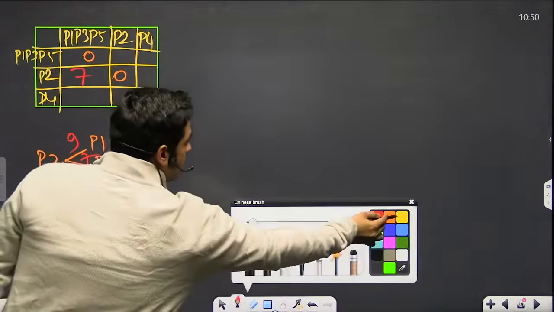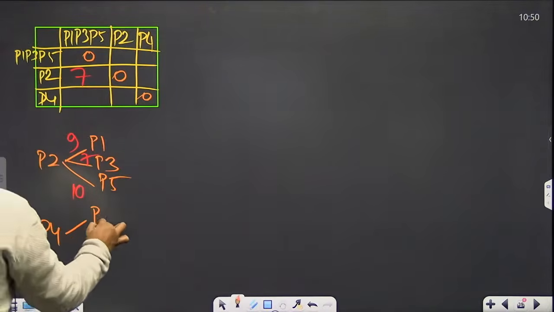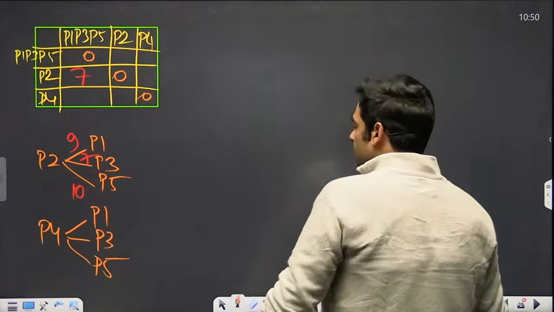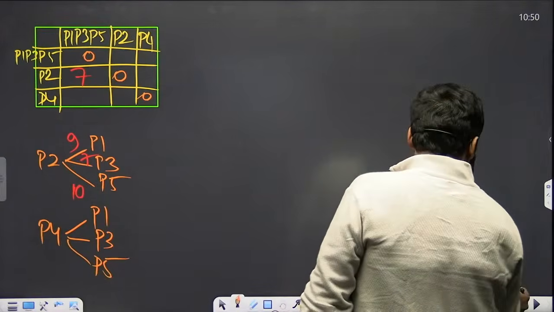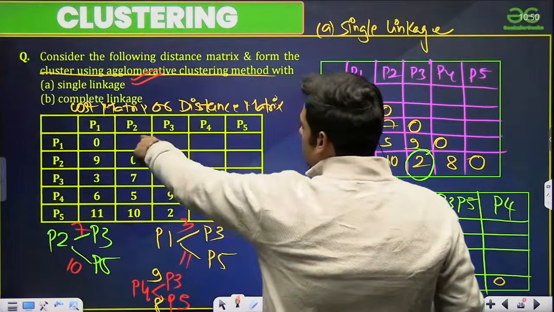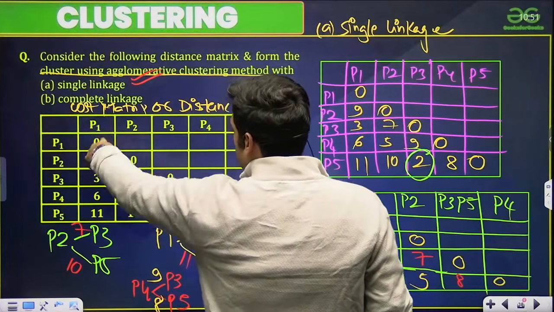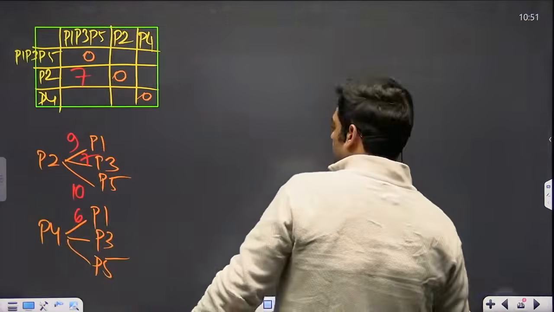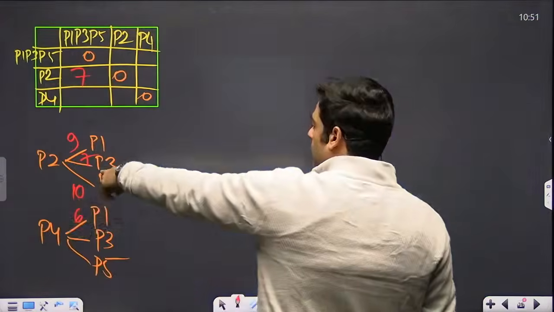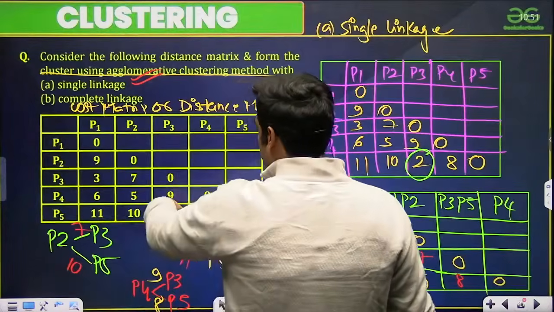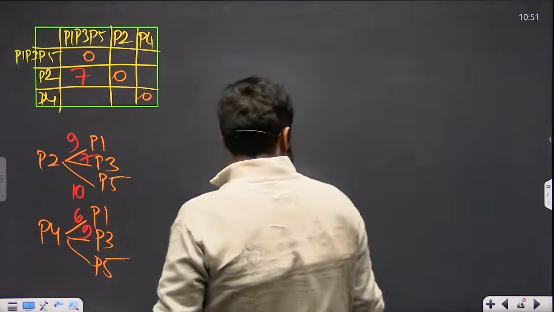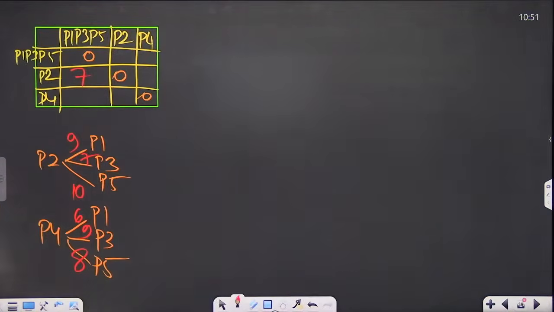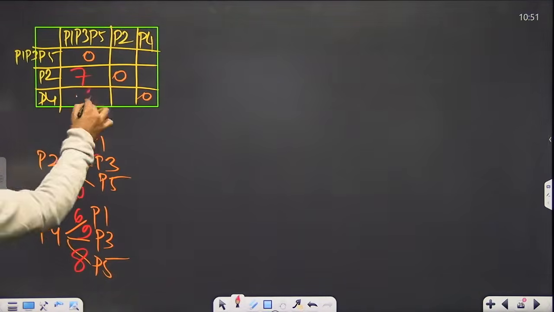Okay, similarly I would be checking the distance of P4 from P1, P3 and P5. So now let me check. P1 to P4, this is 6. Then P3 to P4, this is 9. Okay, and P4 to P5, this is 8. Okay, 6 9 8. So now minimum of 6 9 8, this is 6. So I'll just put it here 6.